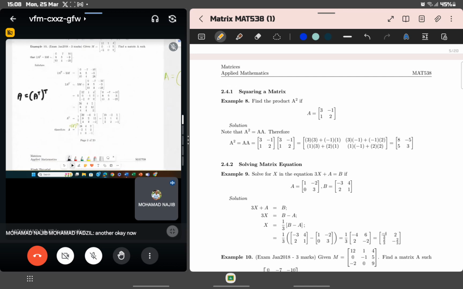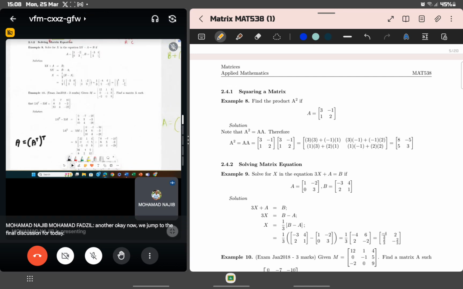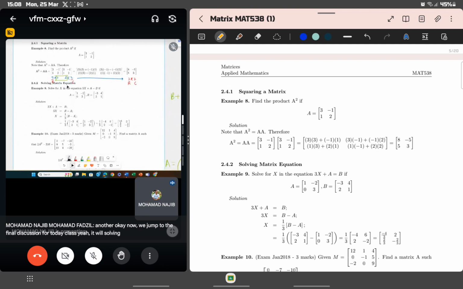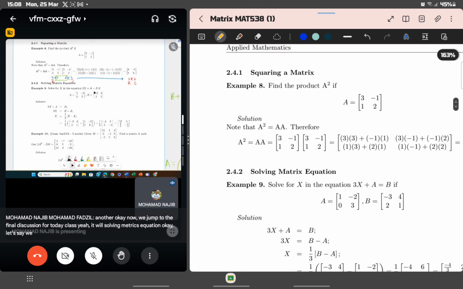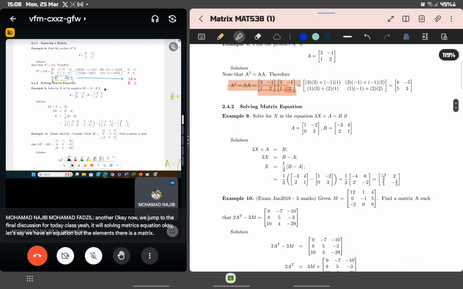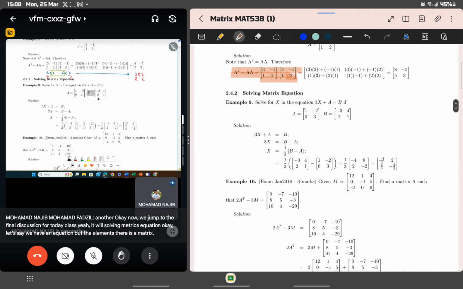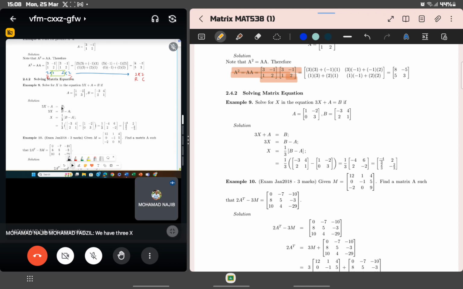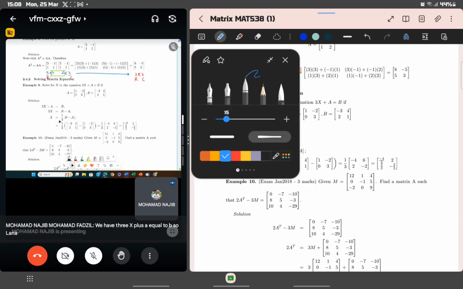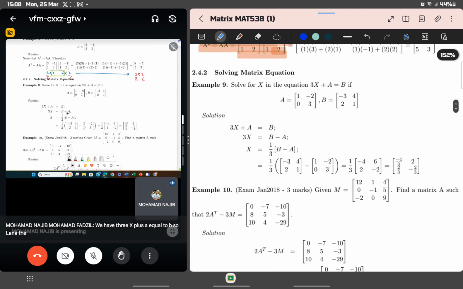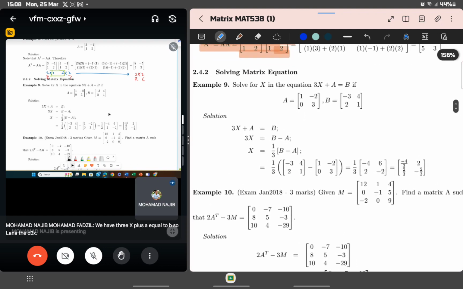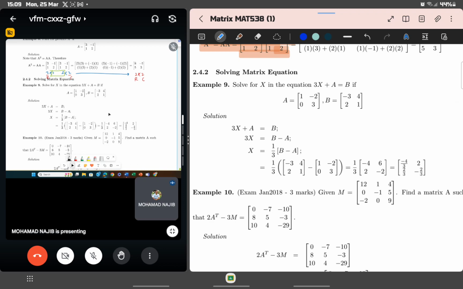Okay, now we jump to the final discussion for today's class, which is solving matrix equations. Okay, let's say we have an equation but the elements are matrices. It is one equation, but it is called a matrix equation. Let's say A is given, B is given. Now we have 3X plus A equals B. The question says solve for X, meaning X equals. So 3X equals B minus A, X equals 1/3 (B minus A). There are two ways: you can substitute directly, or substitute later. If I try to simplify first what I can, then substitute, it saves a bit of time.